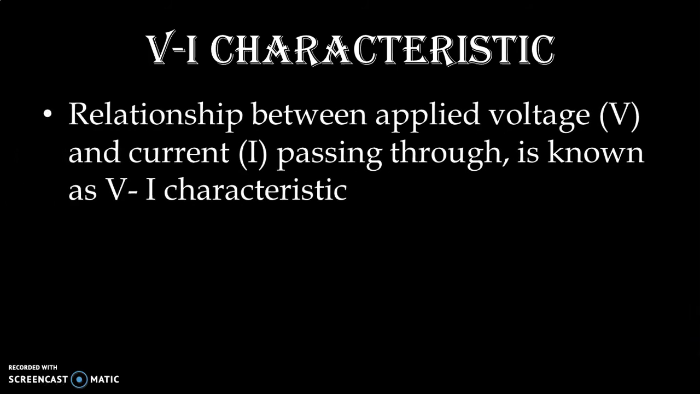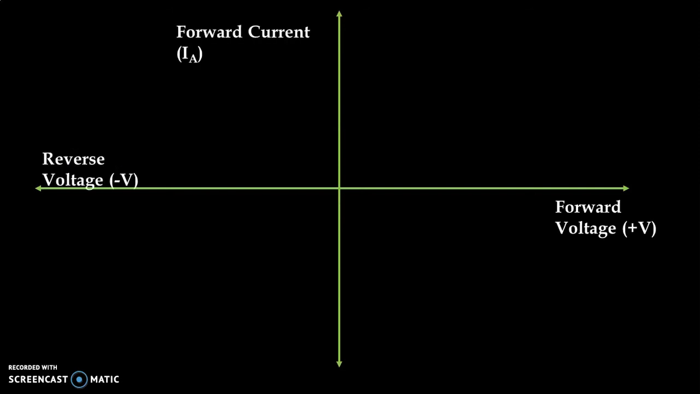VI characteristic can be defined as the relationship between applied voltage and the current passing through, and that is known as a VI characteristic. Now let us see the VI characteristic of the SCR. We have forward voltage as well as reverse voltage on the x-axis. On the y-axis we have forward current as well as reverse current, and that is the anode current.